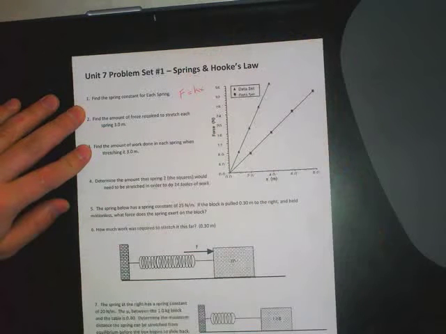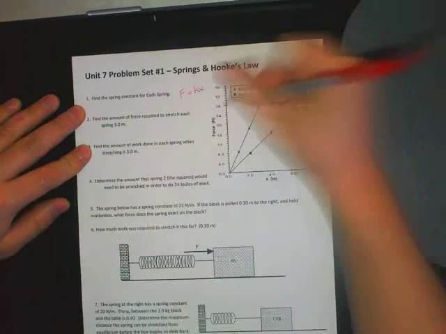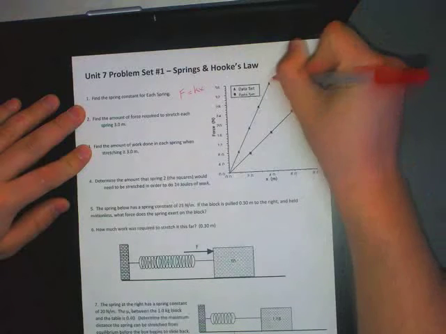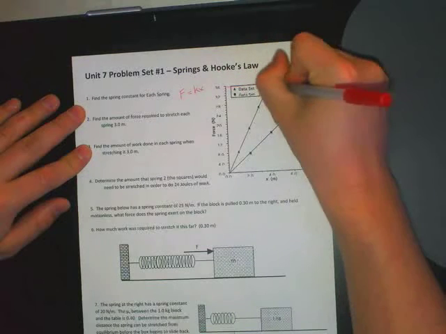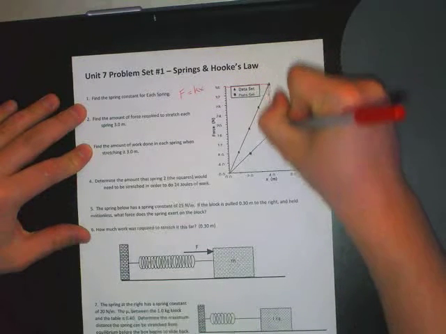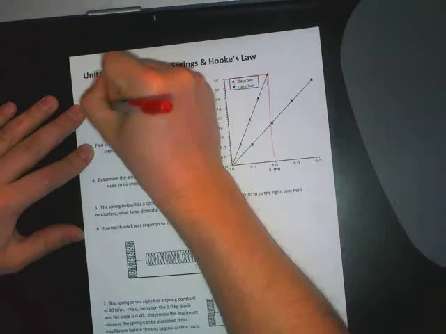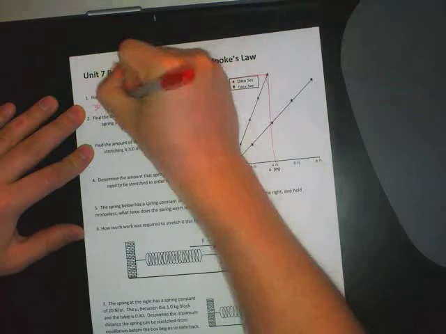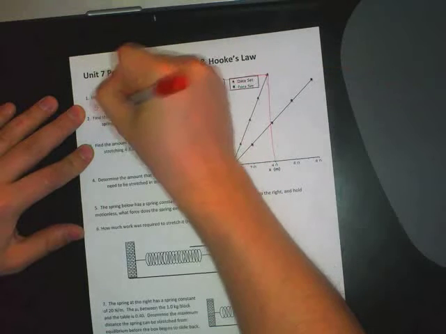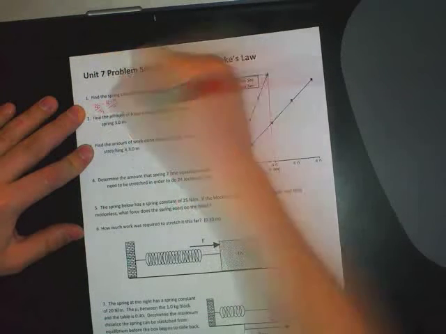So basically we can take any point for this first spring. Let's take this one, and that's going to be at 36 and comes down to 4. So F equals Kx, 36 equals K times 4. Then divide by 4 on both sides. K equals 9.